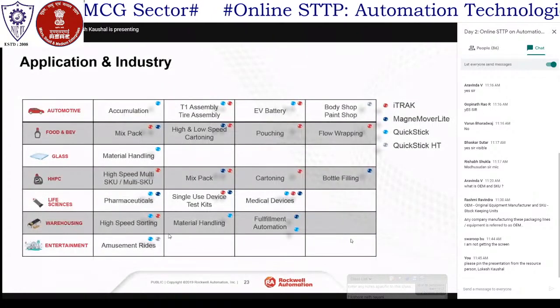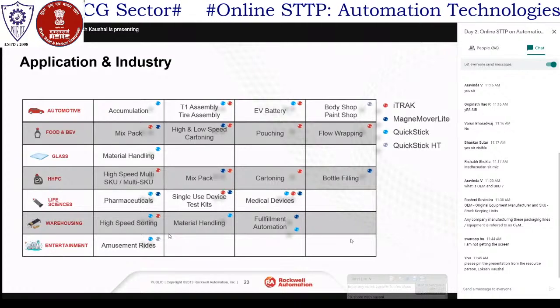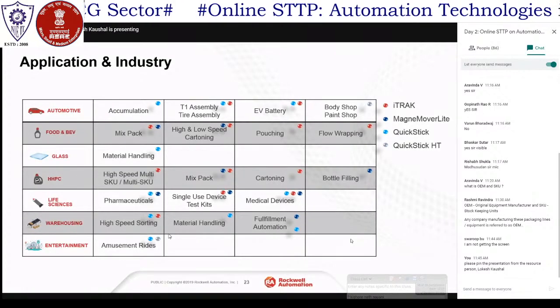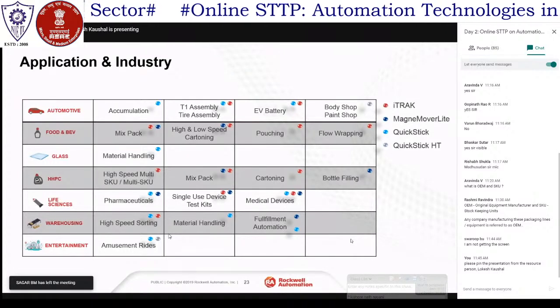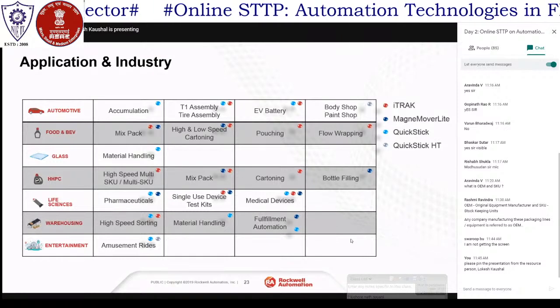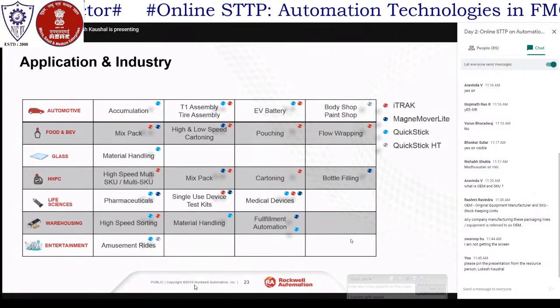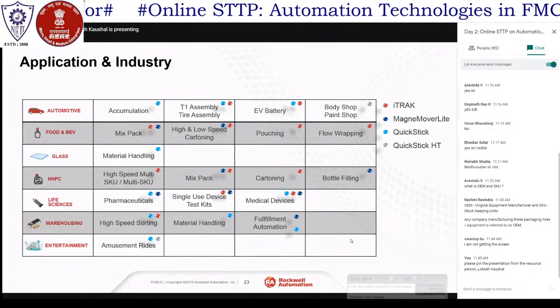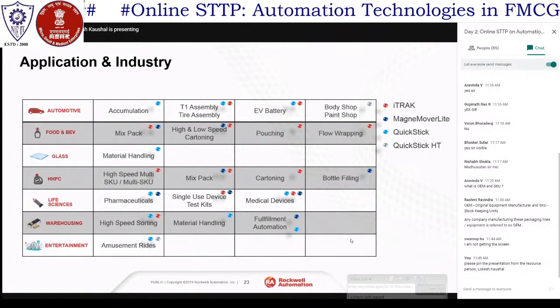So let's have a look at the applications. I know this call was centered around FMCG, but there are a variety of applications where you can deploy this technology. So I'll first talk about FMCG and then I'll break into other applications. In FMCG, you can utilize it for mixed packaging, high and low speed cartoning machines, pouching, flow wrapping solutions.